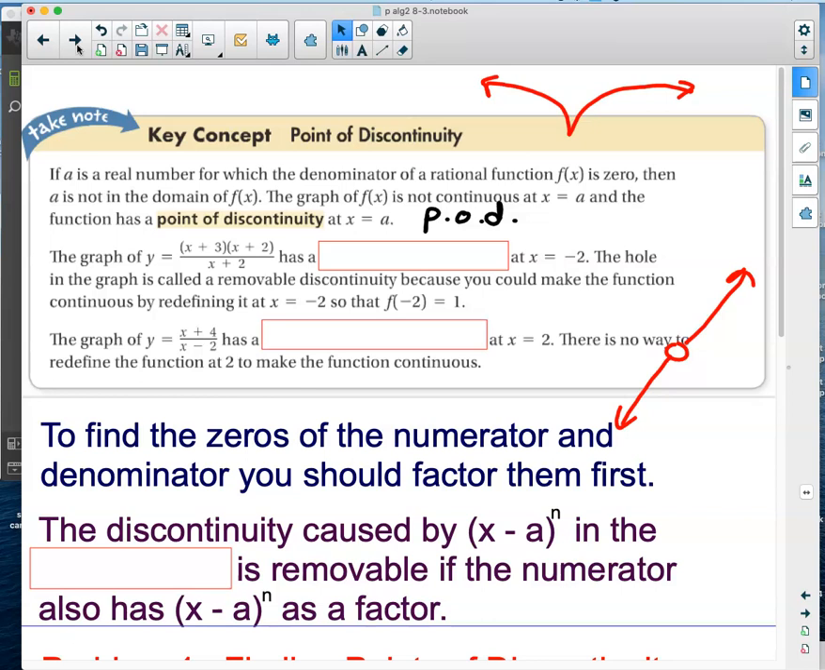Now, this one is the equation that they had for the second graph that we looked at. And we looked at this and said, okay, x plus 2 would cancel. That's why this was a hole. So this one has a removable discontinuity. A hole is called a removable discontinuity.